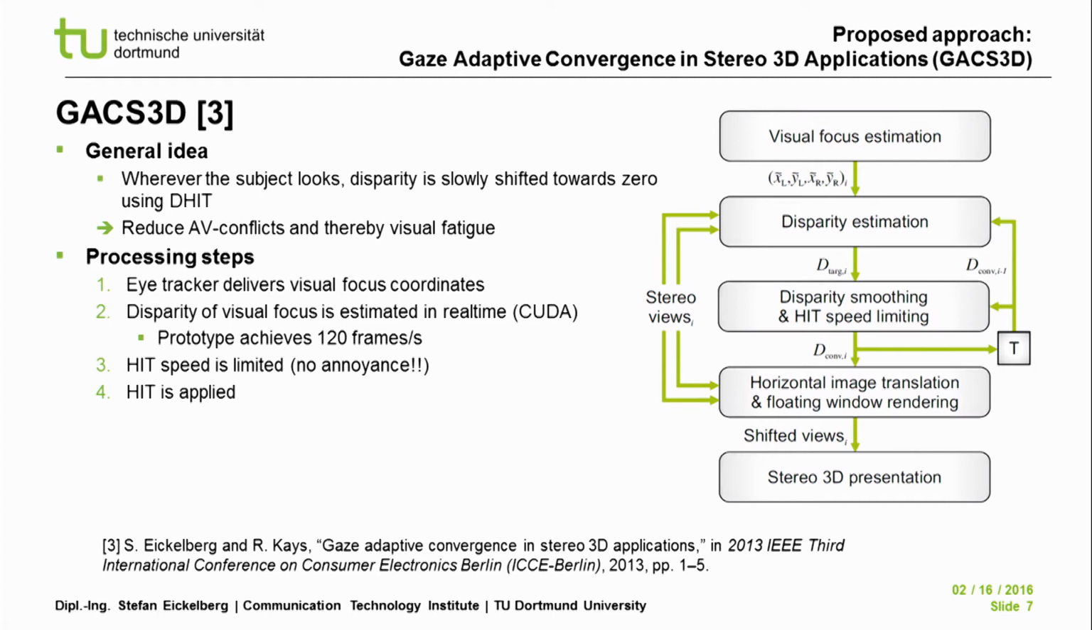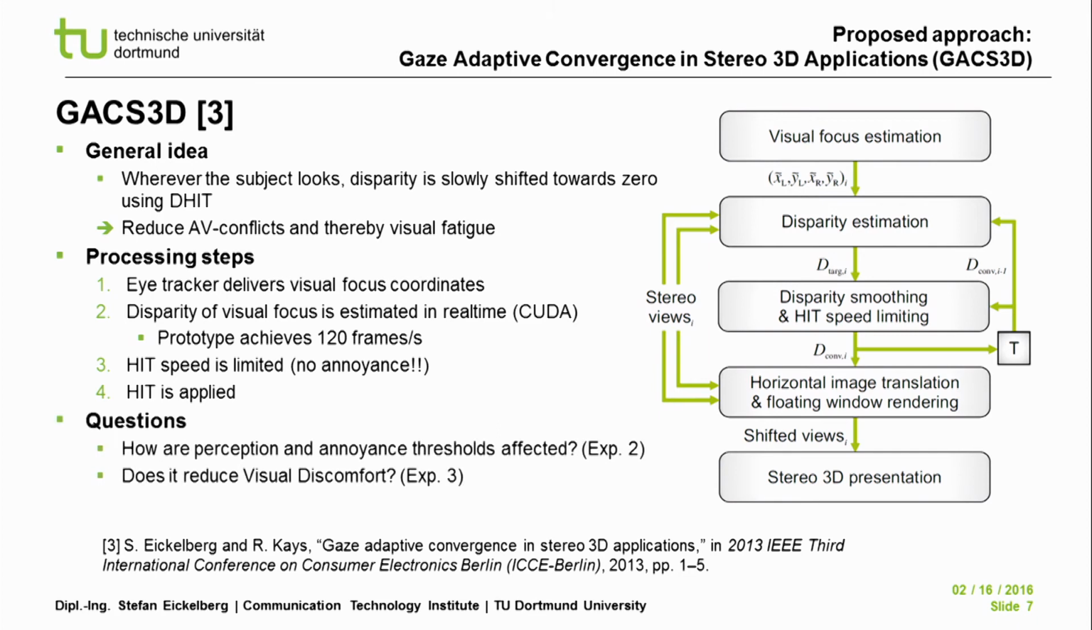So with that information found, we could theoretically directly perform this horizontal image translation, but as we found out in experiment 1, speed has to be limited. So in this step, we limit the horizontal image translation speed. Oh, no, in this step, obviously. And finally, the horizontal image translation is carried out.